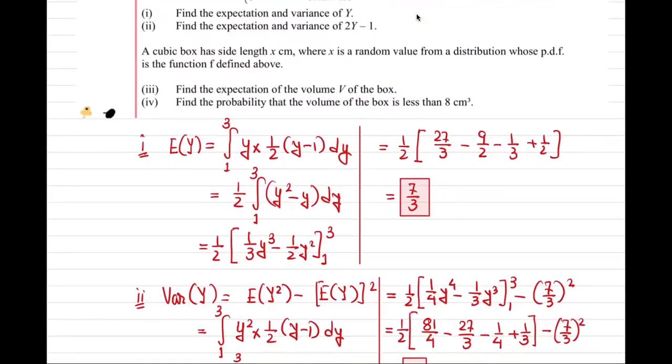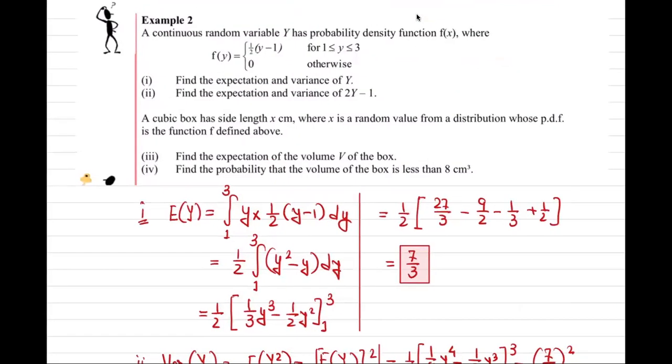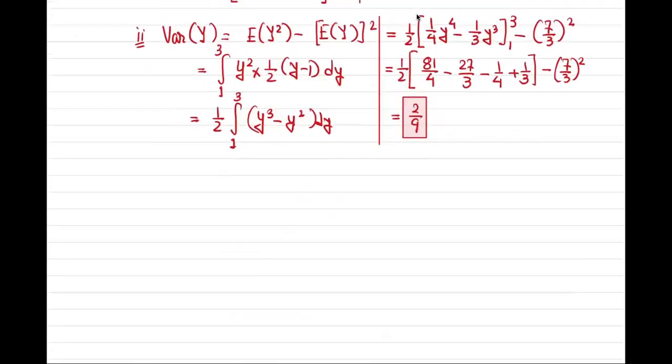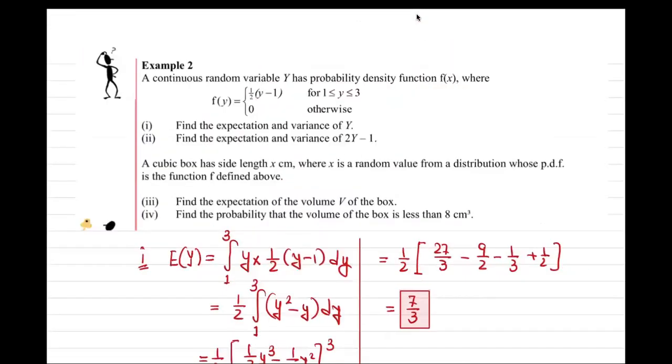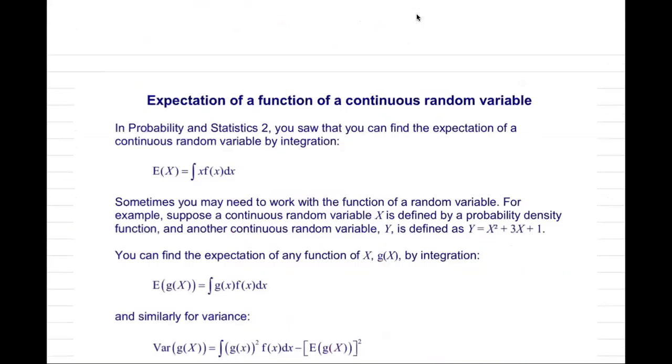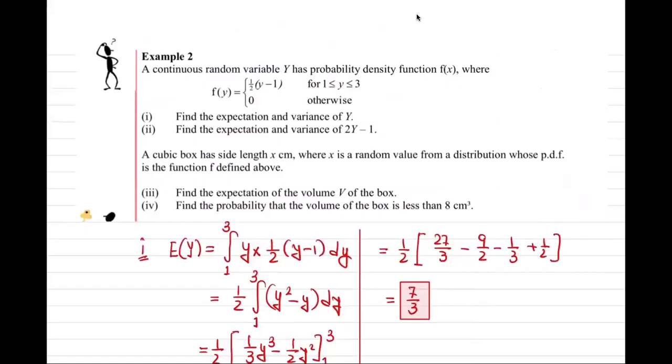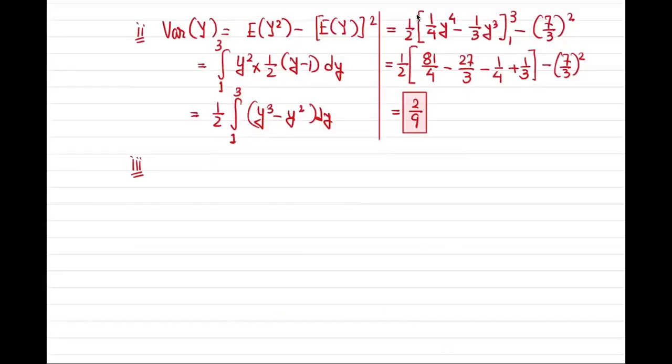Now they are saying that a cubic box has a side length x centimeters, where x is a random value from a distribution whose PDF is the function f defined above. So the PDF of this one is a function of this. Find the expectation and variance of the volume V of the box. So now we'll move into the topic of expectation of a function of a continuous random variable. So now V is a function of the random variable here. So how to do that? Let us go into that.